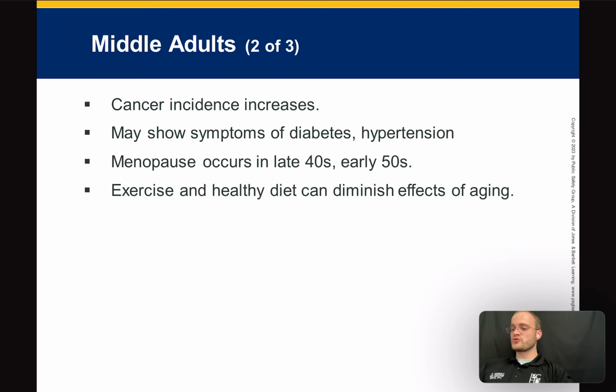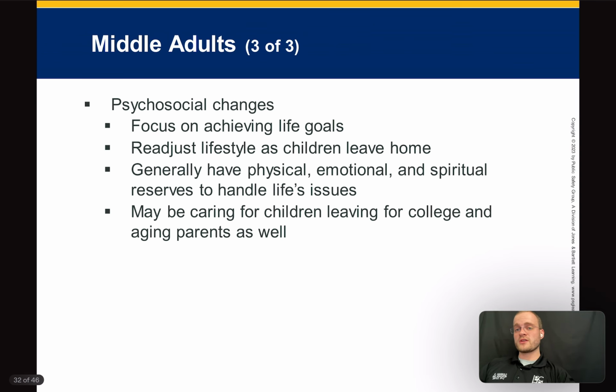Menopause, if you don't know, is when you stop having a period or menstruation. And this typically will occur in the late 40s to early 50s. There's a specific criteria for the diagnosis, but basically the periods will decrease in frequency until they just stop. And the stop would be menopause, okay? The stop of menstruation. So exercise and a healthy diet can diminish the effects of aging.